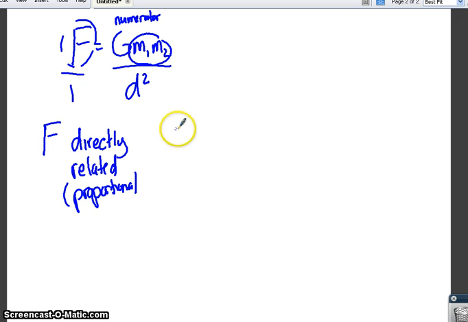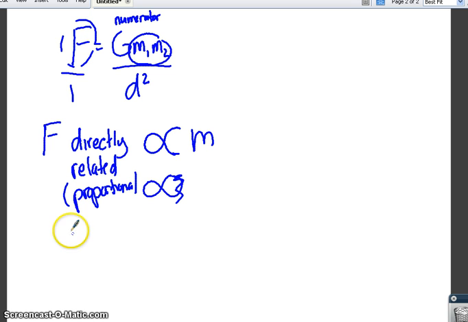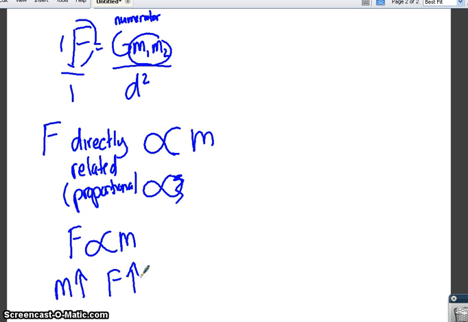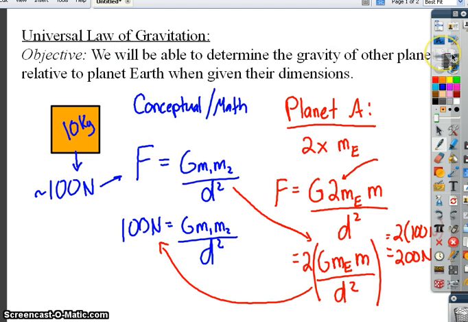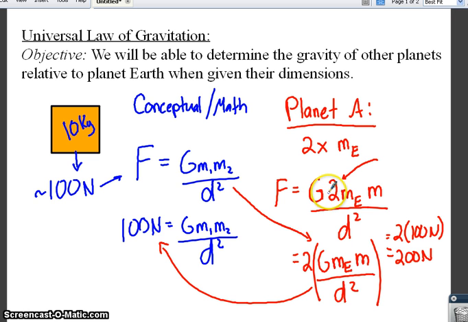And we draw a proportion sign like this. It's like an infinity sign, but without the tail end there, so we kind of cross that off. So force is directly proportional to mass. That means if mass goes up, force goes up. And you can see from the last page, because mass doubled right here, force went up. Mass went up by 2, force went up by 2. Mass went up, force went up, because they are directly related.